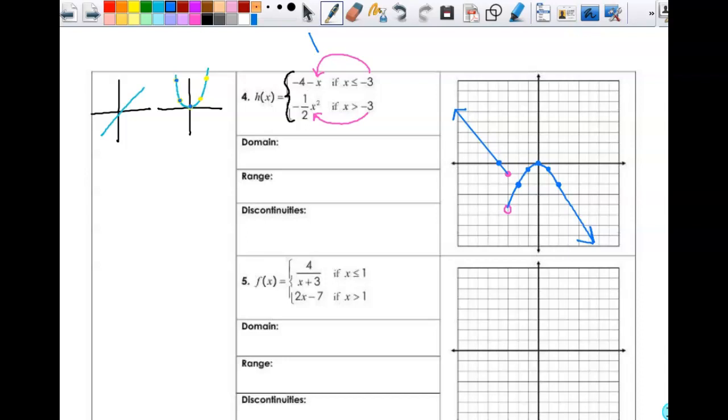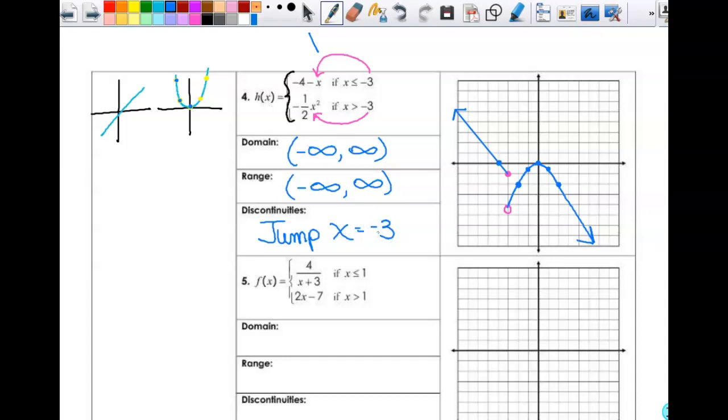Okay. What questions do you have? All right. So my domain, I know I start at -infinity. Is it continuous to infinity? Yes, it is. Where does my range start? -infinity. Is it continuous to infinity? Yes, it is. Do I have any discontinuities? Yes. I have another jump discontinuity at x equals -3.